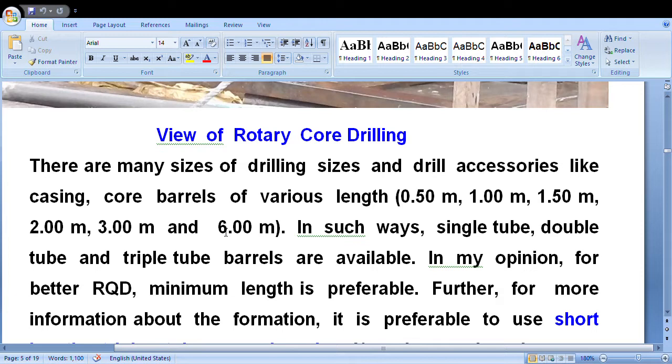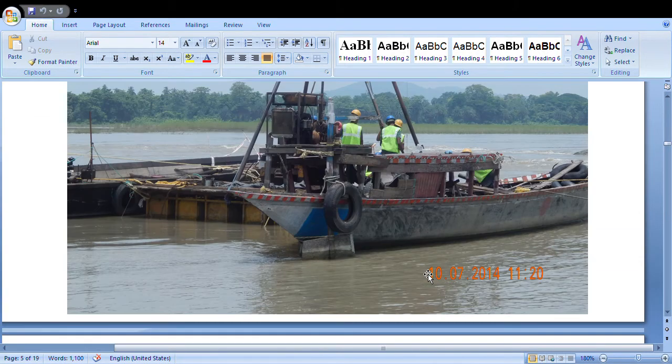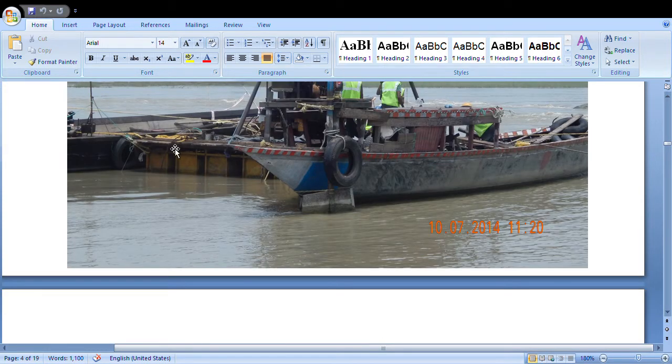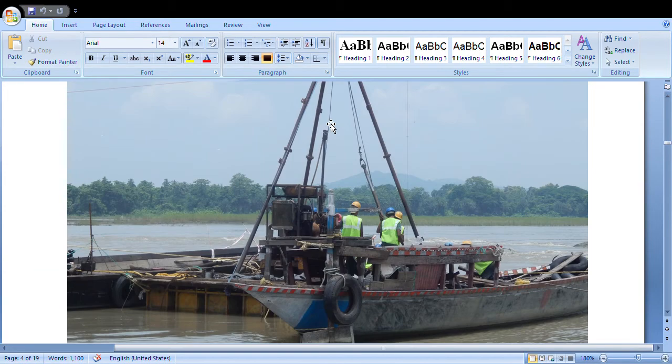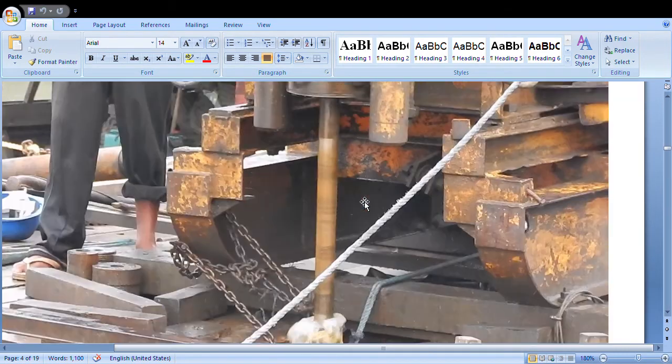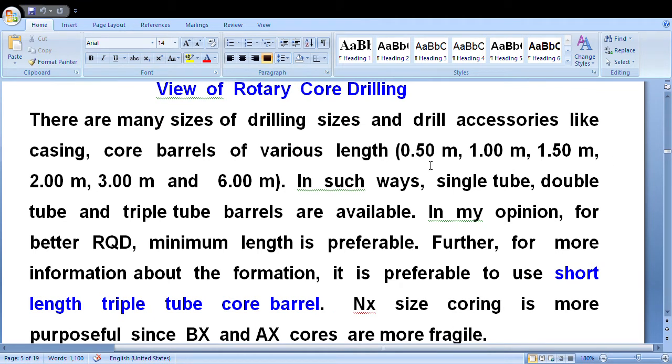Even 3 meter and 6 meter is not suitable for riverbed drilling, because with 6 meter and 3 meter, the height of the drilling assembly is much more, and in a river, the platform is 6 meter by 6 meter. For 6 meter, it will require at least 9 meter by 9 meter, and the height of the rig will be 9 meter. Then only we can provide 6 meter. So 0.5, 1, 1.5, and 2 meter is sufficient for riverbed drilling. 3 meter and 6 meter can be used in case of ground.